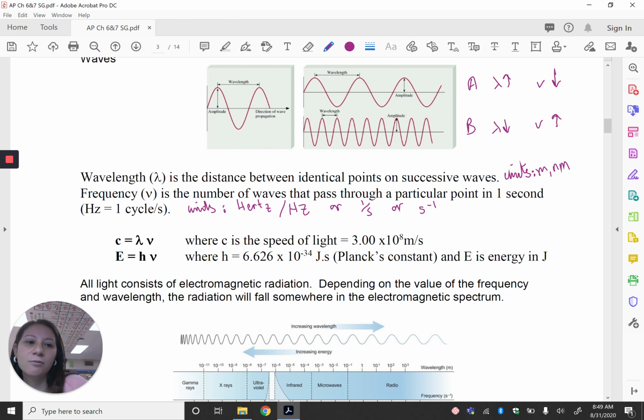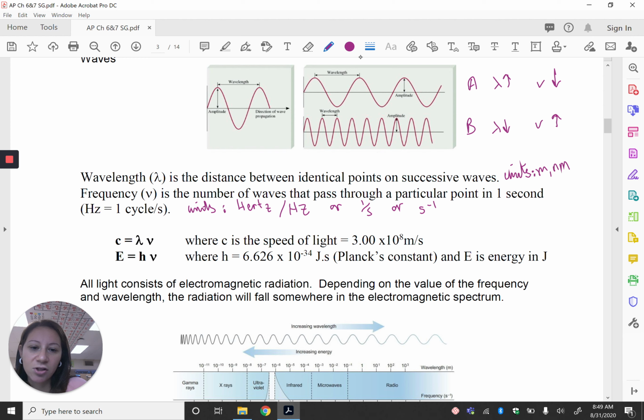So wavelength and frequency are inversely related, and they are related by the speed of light. So there's the equation that we need to know. c is equal to lambda nu. So lambda, we said, was the wavelength in meters. Nu was the frequency in per second. And then c would be the speed of light, and it is 3 × 10⁸ meters per second.